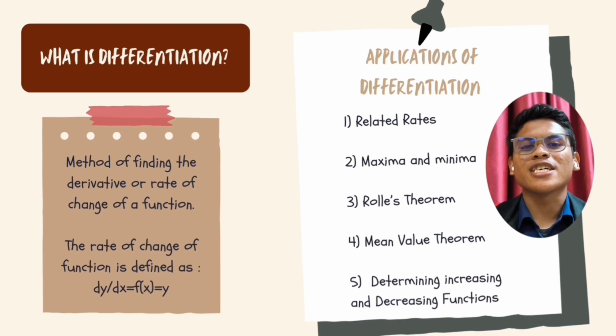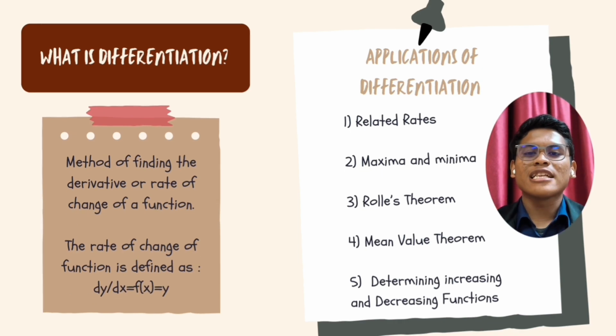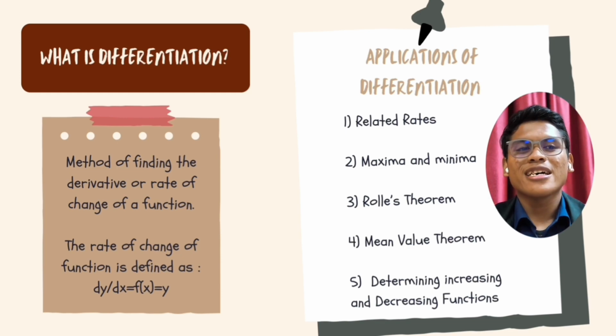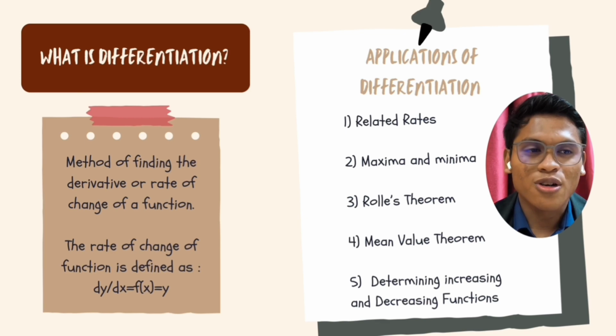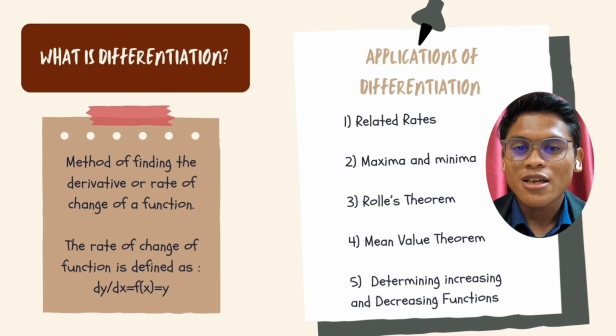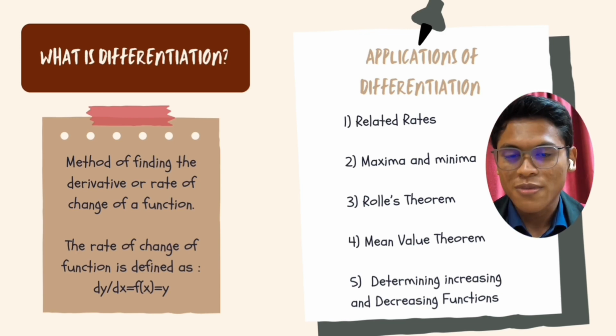So, the rate of change of a function is defined as dy over dx, or we can know it as f'(x), or we can know it as y'. In the application of differentiation, we're going to learn 5 themes: related rates, maximum and minimum, Rolle's theorem, mean value theorem, and determining increasing and decreasing functions. But for our mini project, we're going to explain only 2 subtopics: related rates and maximum and minimum.